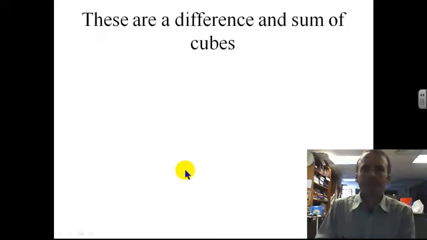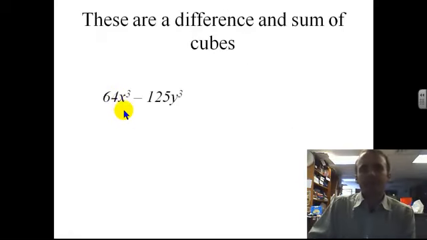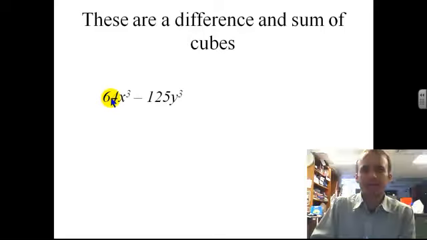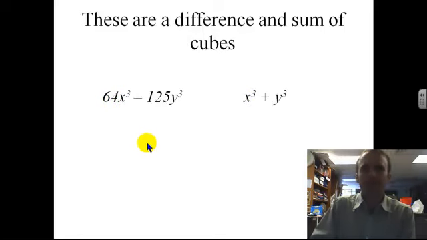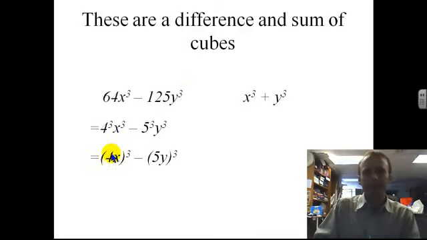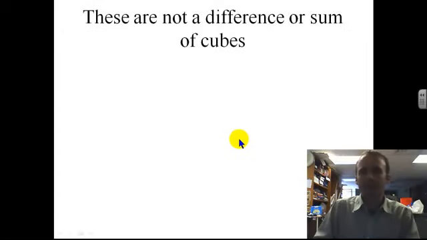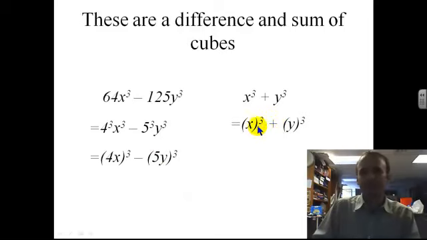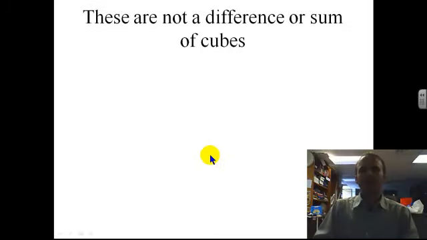Okay, here are some examples of differences and sums of cubes. 64, this is a perfect cube. This is 4x cubed minus 5y cubed. And this one, this is another example. Let's look at y. Well, we can rewrite this one. This is a perfect cube, and we have the difference, perfect cube, so this is a difference of two cubes. And this one is a sum. Let's go back to that. This one is a sum of two cubes. Okay, now I'd like for you to try.